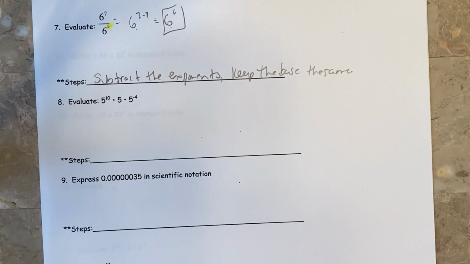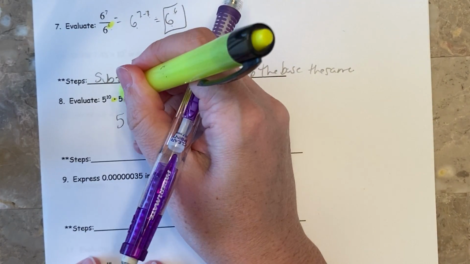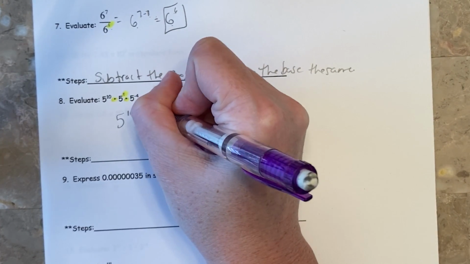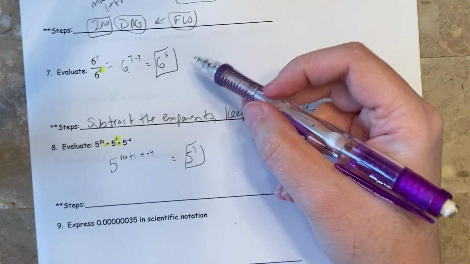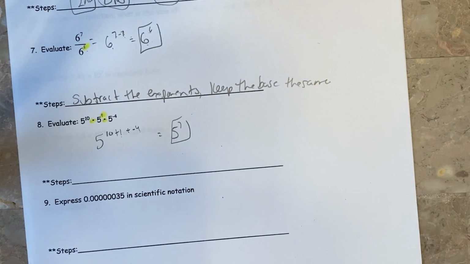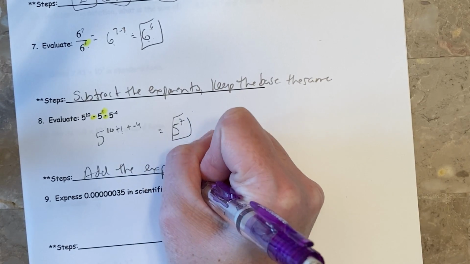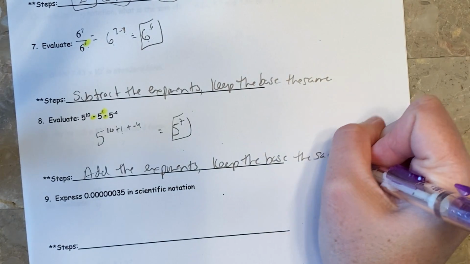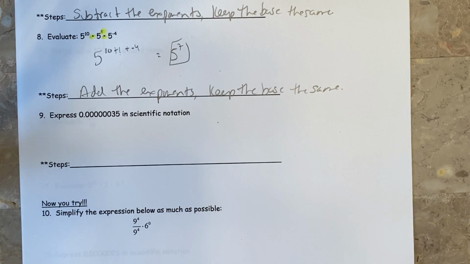All right, number 8. Now we're multiplying. What is the rule when you multiply? And that means you add. And again, this is tricky because if you notice, just like the one above, there's no number there. So you have to assume that it is a 1. So 10 plus 1 plus negative 4. 10 plus 1 is 11. 11 minus 4 is 7. So 5 to the 7. And you want to, by the way, keep these in exponential form, okay, with the exponents. So you want to add the exponents, keep the base the same. Again, this is review of the year, day 1. You know how to do this because you've learned everything already.